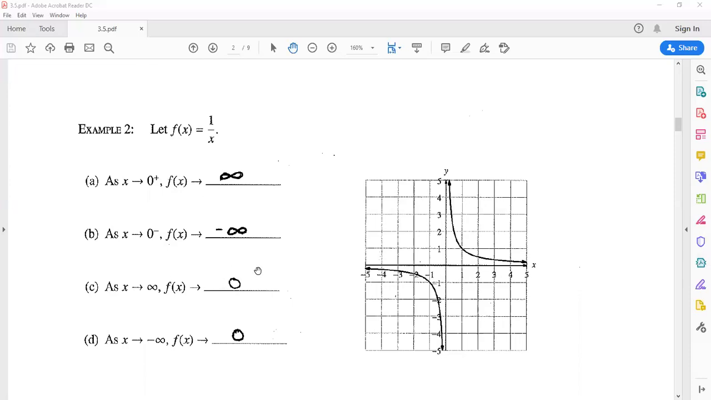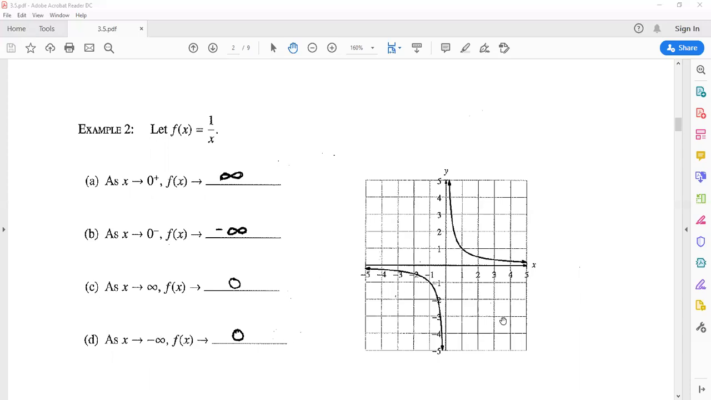Okay. And similarly, as x goes to negative infinity, so if we move off forever in the left direction, then the y values again get closer and closer to 0, but from the negative side. That's fine though. So we can say that as x goes to minus infinity, f of x goes to 0 as well.